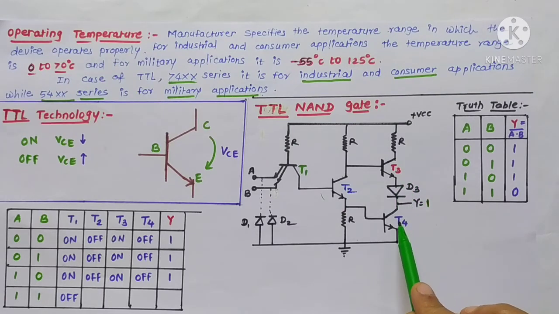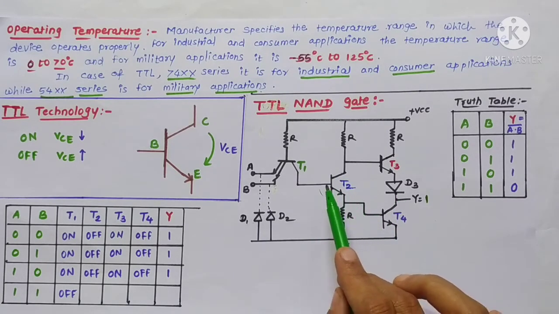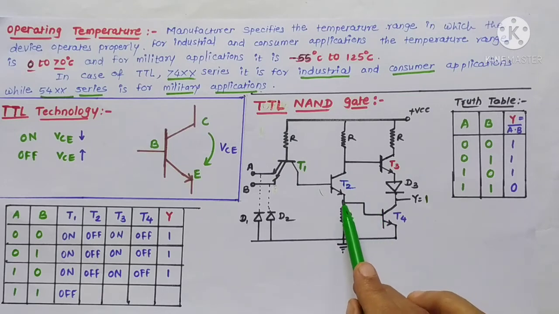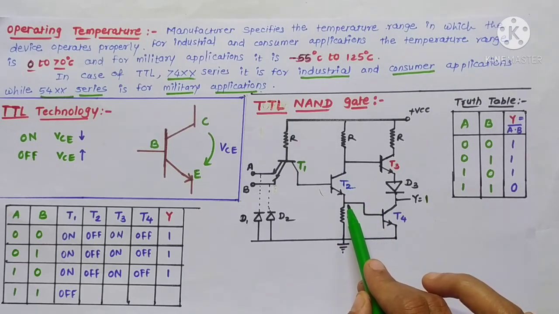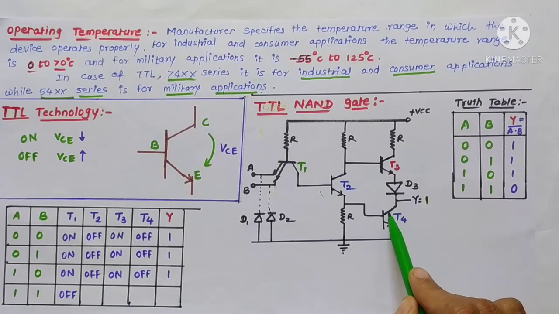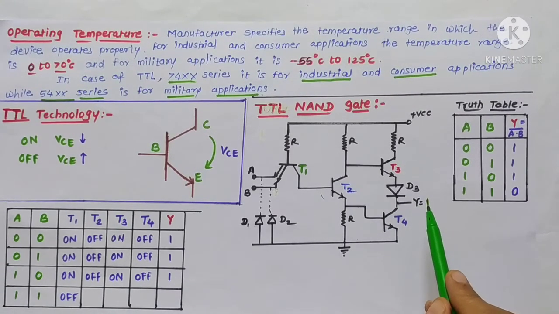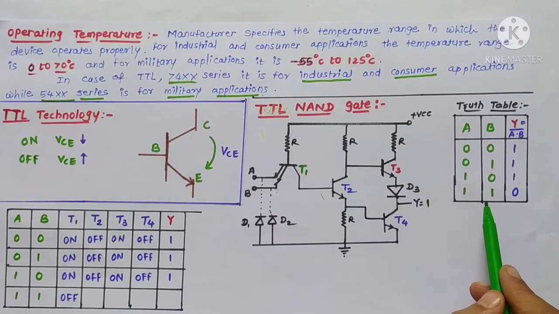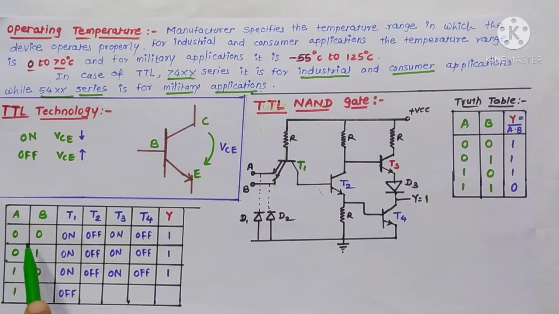Okay students, as this T2 is switched off or cut off, its collector is high, therefore its emitter is low. In all of the first three conditions, this transistor T4 is in off state. As this is in off state, we'll get the maximum Y is equal to 1. Okay students, therefore for the first three cases we'll get output 1, 1, 1 respectively.